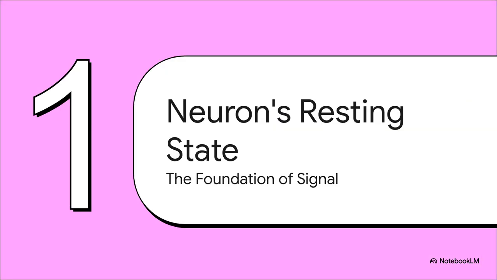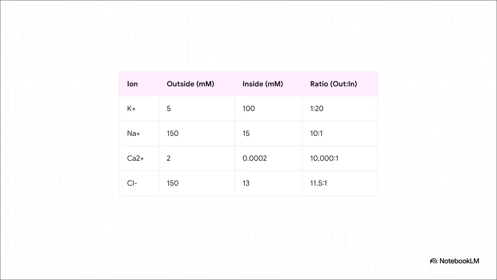Right, so before a neuron can fire off a signal, it has to establish a kind of baseline electrical charge across its membrane. We call this the resting potential. Think of it as a battery, charged up and ready to go. Now, this potential is caused by a really specific imbalance of ions. If you look at this table, you'll see what I mean.